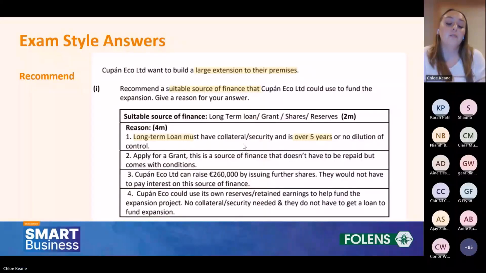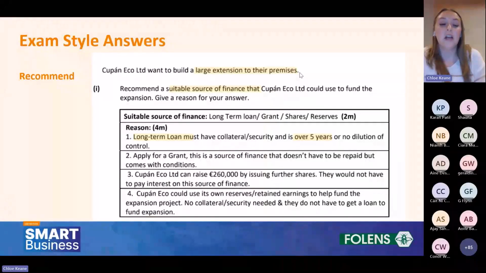So recommend a suitable source of finance that Copon Eco Limited could use to fund an expansion. So when I do questions like this with the students, I get them to underline the fact that it's a suitable source of finance and what the finance is for. So this is for an expansion and it's a large extension to their premises. So I say to them, okay, straight away, is that short, medium or long? Now, this is saying the suitable source of finance is a long-term loan.